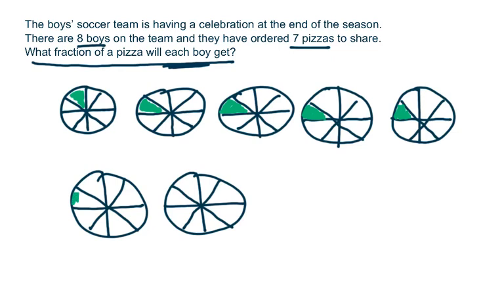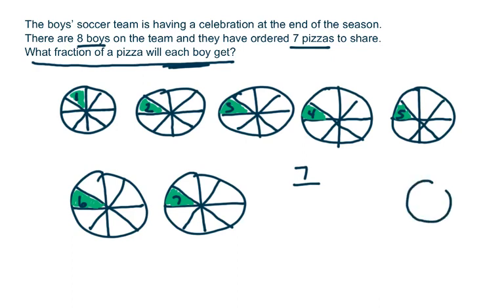And the question is, what fraction of a pizza? So at the end we're going to count how many pieces this boy ate out of how many pieces there are in a pizza. So when we get finished, we're going to count them. We've got 1 piece here, 2, 3, 4, 5, 6, 7. So he ate 7 pieces out of how many pieces total in our pizza.